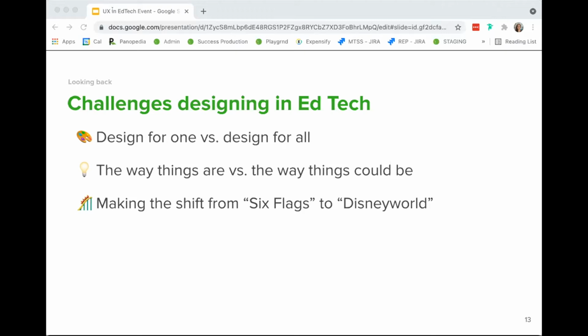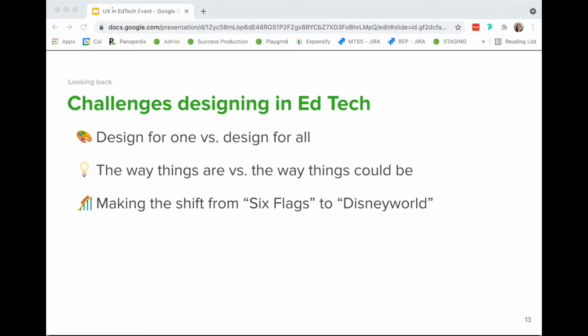And if you can, get your thing out into the actual environment that it's going to be in, to make sure that you're set up for success. And then finally on here, I have making the shift from Six Flags to Disney World. And I'll try to explain this one quick.